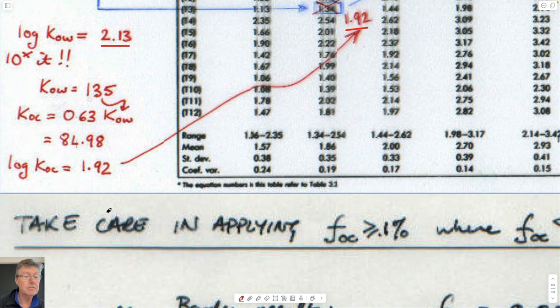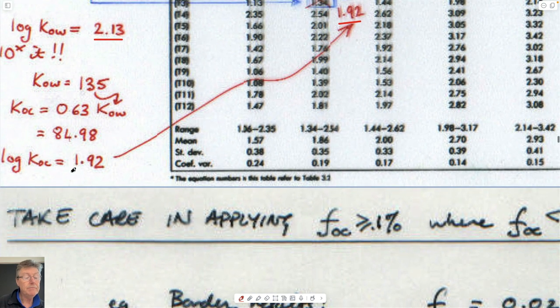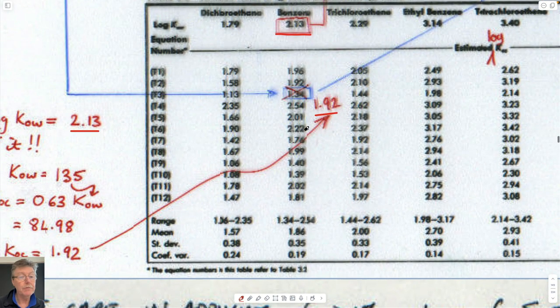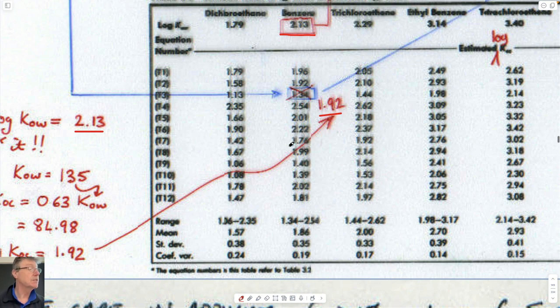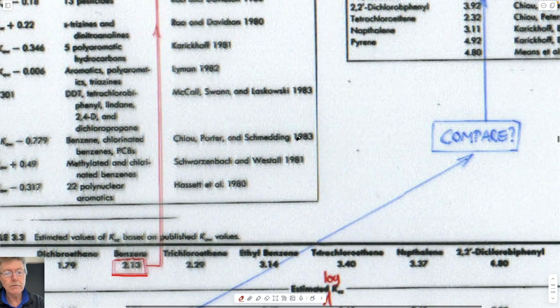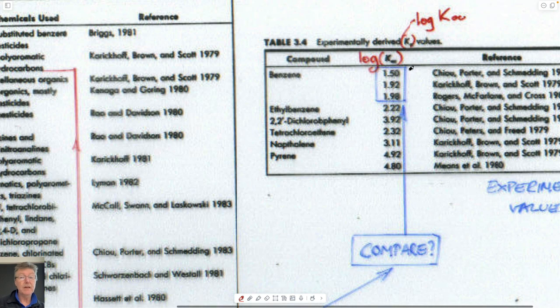This empirical expression, you get 84.98. Take the log of that. It's going to be less than 2 and more than 1, between 1 and 10, and it's 1.92, and again, in the same units as before. And so it's just a way of being able to get these. And if you compare it with measured values for benzene, they come out in this range.